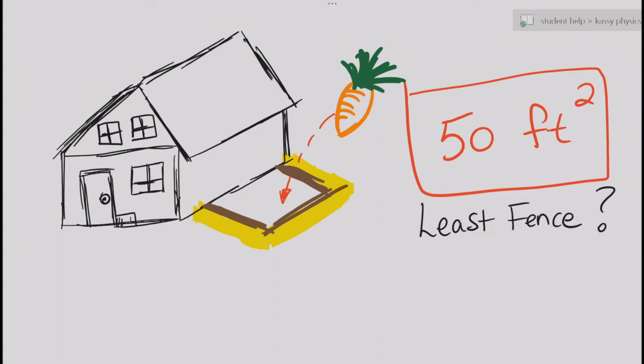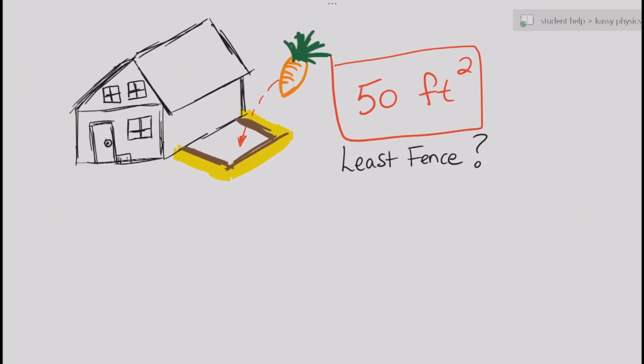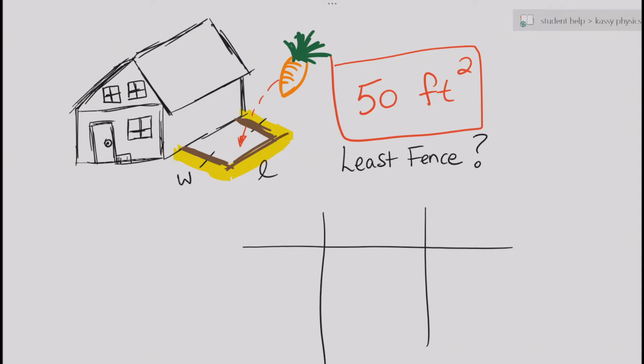Well, there's a few ways to approach this, but I always think, let's just make a table. So here, this side and this side are going to be equal, and we'll call them the width. Then this side is the length. It's different. So let's do length, width, and area. Now remember, length times width equals area.